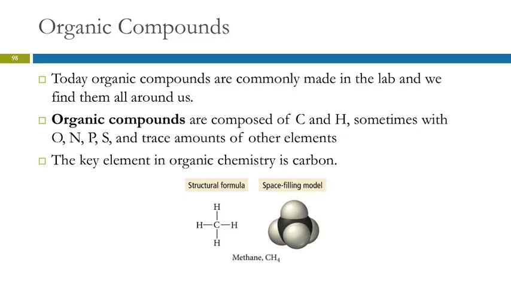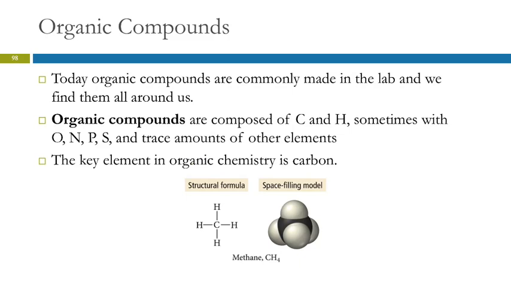Organic compounds are composed of carbon and hydrogen. If it doesn't have carbon in it, it can't be an organic compound. Other elements that are often in organic compounds are oxygen, nitrogen, phosphorus, and sulfur. There may be trace amounts of other elements, but it's mostly carbon and hydrogen. And we are called a carbon-based life form because most of the chemicals in your body are organic chemicals, and they have carbon as their main component. So carbon is the key.